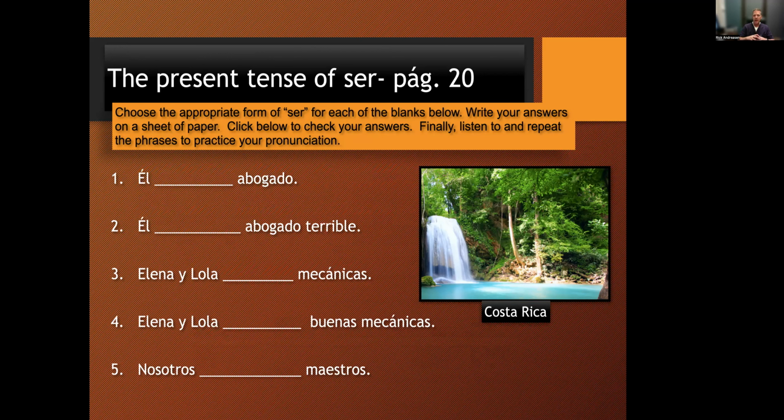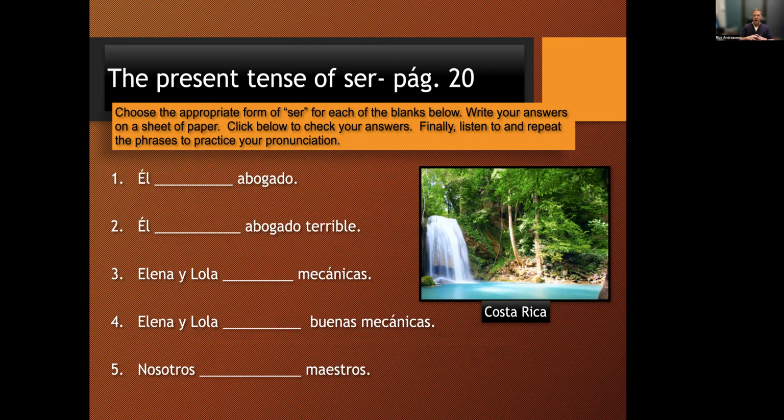Okay, número 1. What did you get? Él es abogado. No article needed, right? Él, third person singular, es abogado. Número 2. Él es un abogado terrible. Do not call him when you get in a car accident. He is a terrible abogado, which means lawyer. So because we added an adjective, we're adding our indefinite article, un.